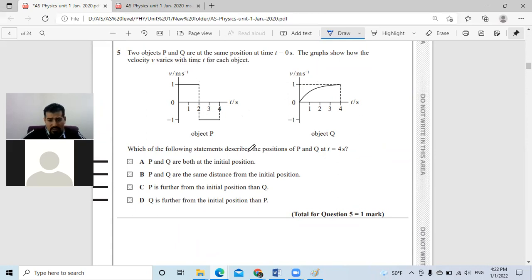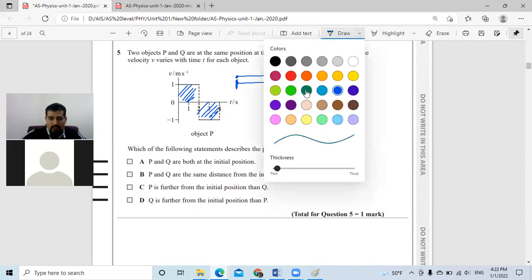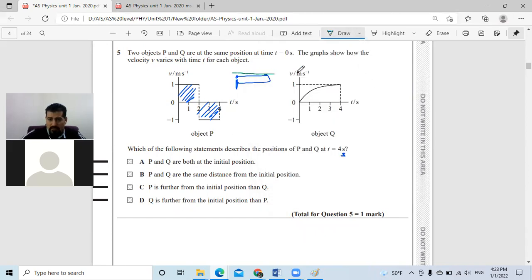Which one of the following statements describes the positions of P and Q at 4 seconds? As you can see, this area and this area are equal. So P was moving forward, then returned backward to the original position. But object Q keeps moving forwards. I don't know how far it is, but I have to find the area under the graph. Most of you gave me the answer D.